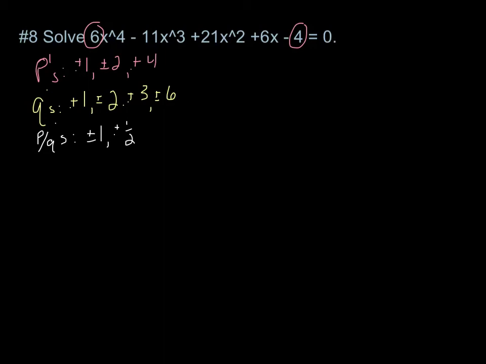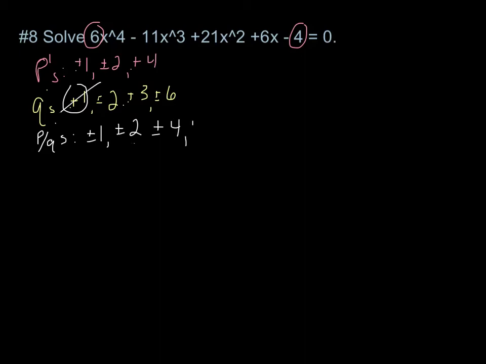Actually, you know what? I'm going to do it the other way. I'm going to do each, not each p over each q, but each p over the first q. That's what I want to do. Each p over the first q. So everything's going over 1. So plus or minus 1, plus or minus 2, plus or minus 4. Okay, I'm done with the 1.